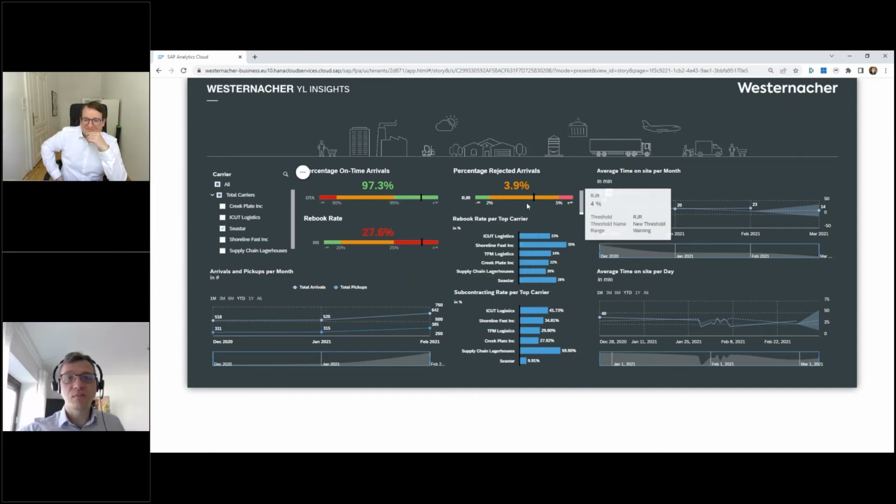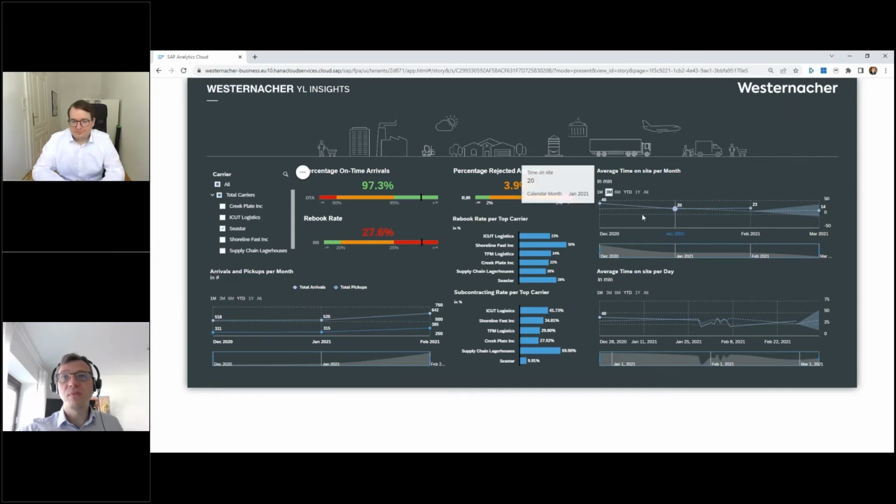And rejected arrivals, we are orange, so also not doing so well here. But with regards to time on site per month, we see we have improved in the last month, and we even have a forecast calculated by the machine learning to see in which range we will probably be in the next months. And that we can even do on a day-by-day perspective.